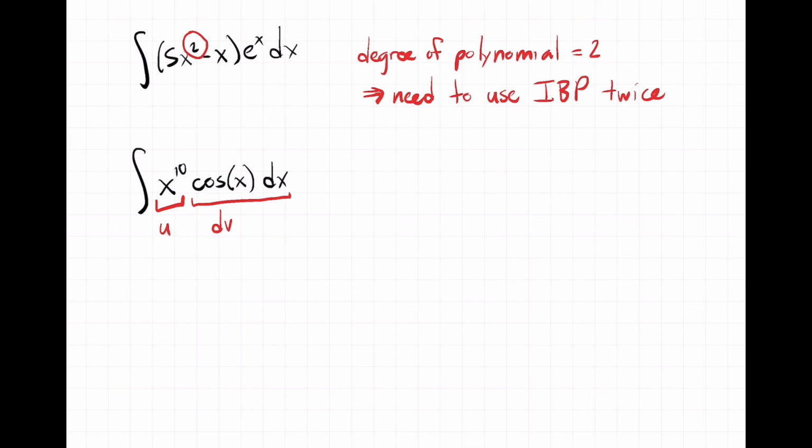And you'll have to keep doing integration by parts over and over and over again. Every time you do, if you make that power function or polynomial the u every single time, the power will go down every single time, and it will take you 10 tries to get that polynomial down to a constant, in which case you can just find the integral of the function. So this will need to use integration by parts 10 times.